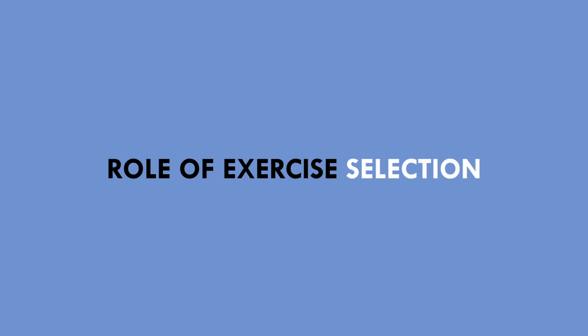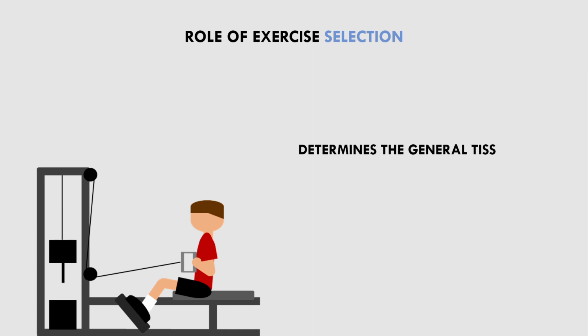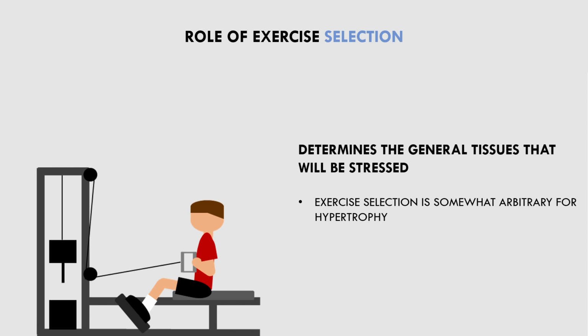Well, essentially the exercise we choose will determine the general tissues that will be stressed. We may be able to emphasize what tissues are being more or less stressed by adjusting technique, but the movement of the exercise will determine the general range of muscles being trained. So when we think about it, exercise selection is basically arbitrary for hypertrophy training. All that resistance training is doing is providing stress to the muscle.